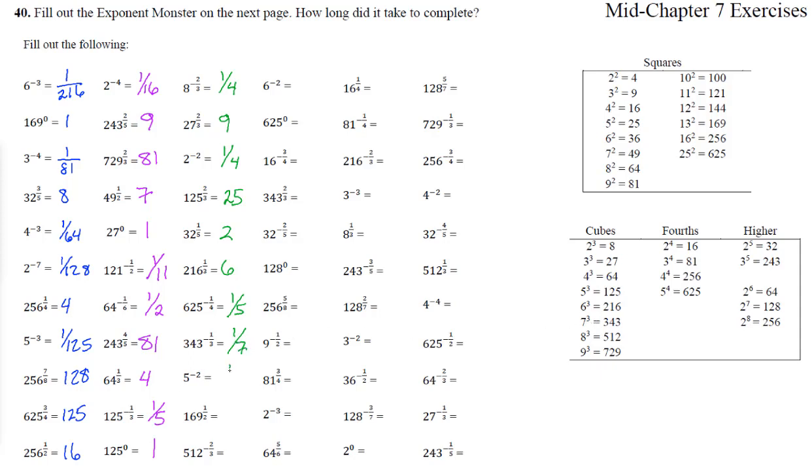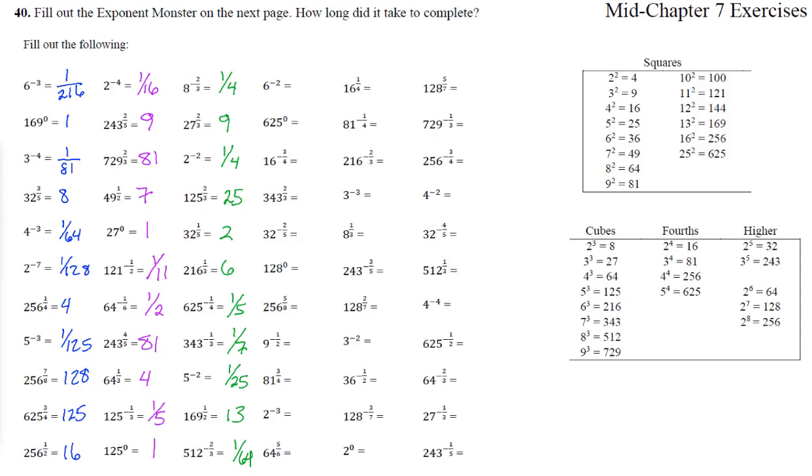5 to the negative 2 power, that's 1 over 5 squared, which is 25. 169 to the 1/2 power, that's the square root of 169, which is 13. 512 to the negative 2/3 power, so 1 over the cube root of 512 is 8, and squared is 64. Yes, right there. So 1 over 64.